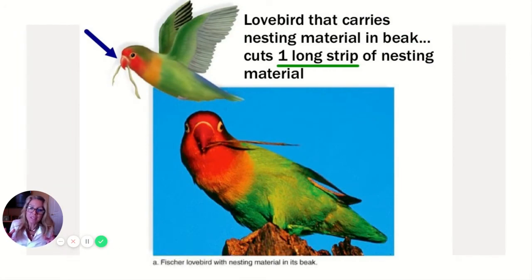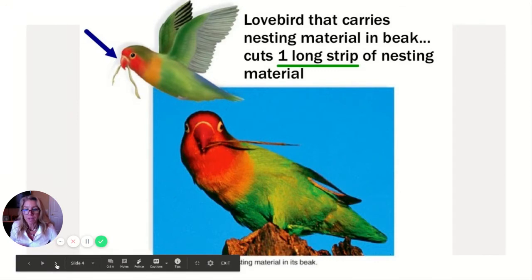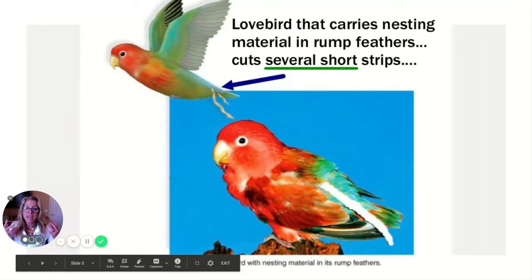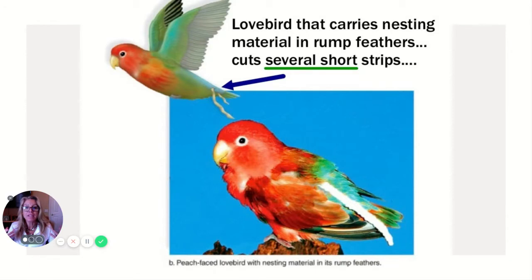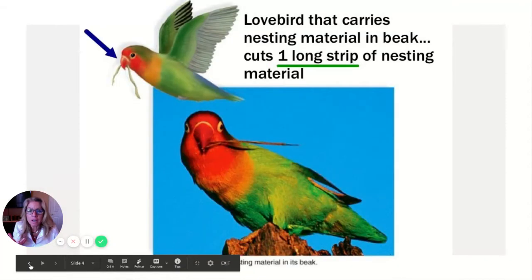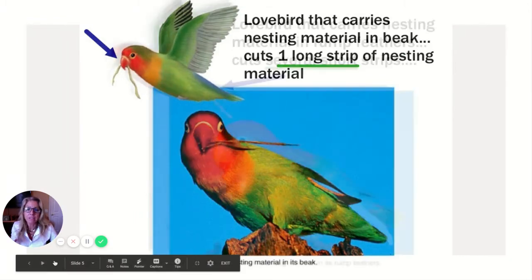So there's two species, very similar. One of the lovebirds, a Fisher lovebird, takes nesting material and cuts these really long strips and flies back with the nesting material in its beak. Then we've got another lovebird, the peach-faced lovebird, and it carries smaller pieces of nesting material that it tucks in its rump feathers and then flies back to build its nest, okay? So what if we mated them? How would they acquire their nesting material?